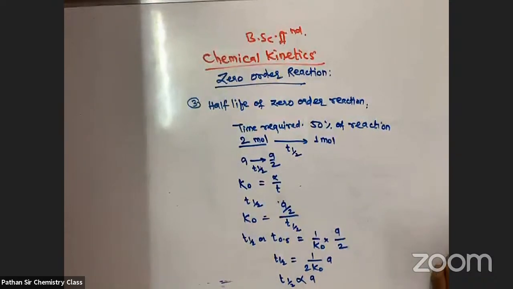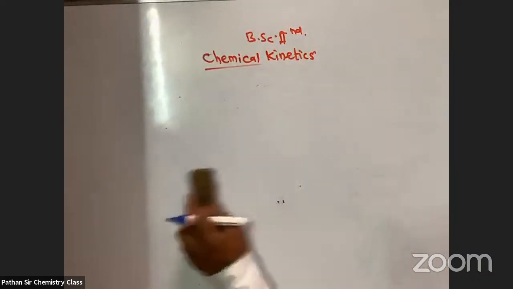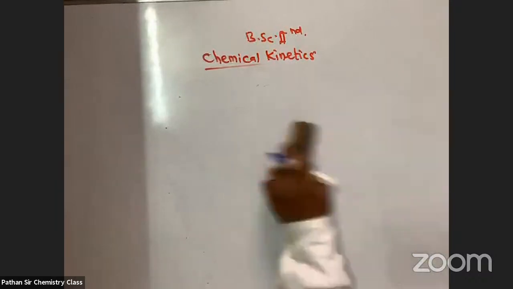So these are the characteristics of a zero order reaction. The first characteristic is the unit of K, the second is the concentration graph, and the third is the half-life of the reaction. Examples.